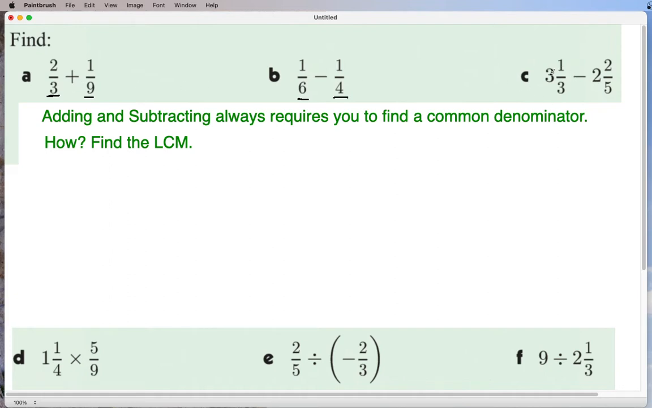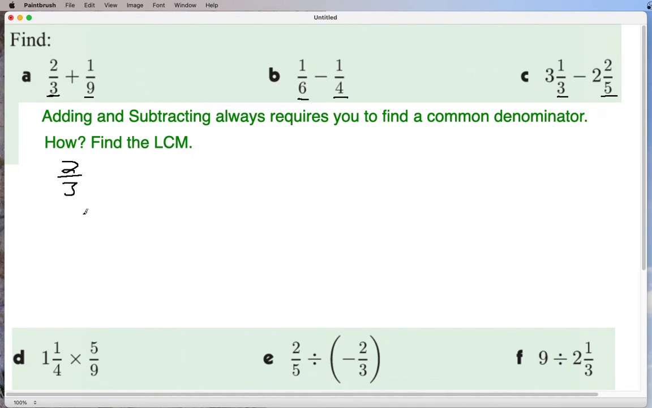And then if you look here, you have a mixed number, which has a whole piece and a fractional piece. All right. And we're going to look at adding the fractional piece because adding the whole piece is easy, or subtracting. 3 minus 2, that's not such a difficult number to do. So let's start with 2/3 plus 1/9, okay?